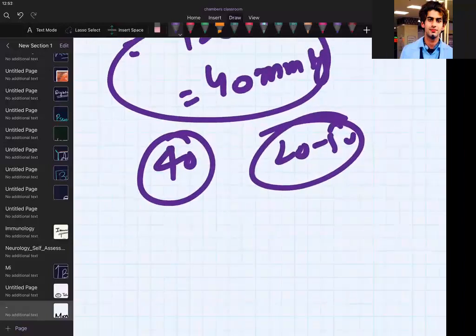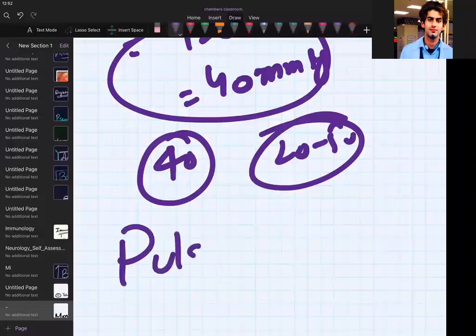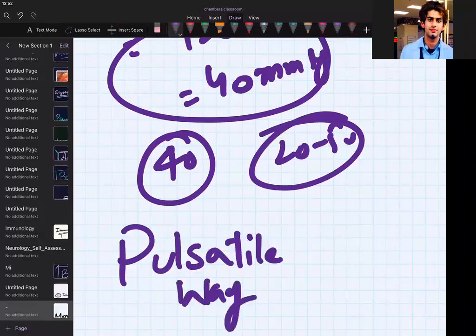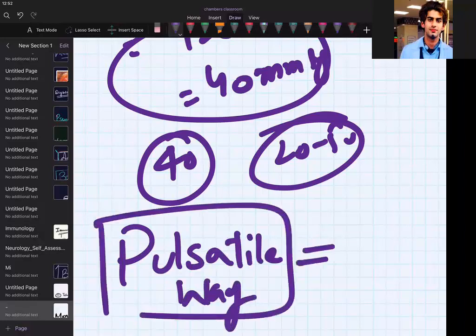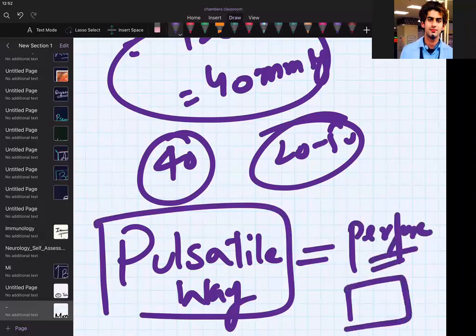I mean the average. Basically, this is the pressure which is maintaining your pulsatile way of blood flow. Because it's only the pulsatile way that you can perfuse. What is perfuse? You can supply the blood to the tissues. It's only by this way. That's why pulse pressure is important.